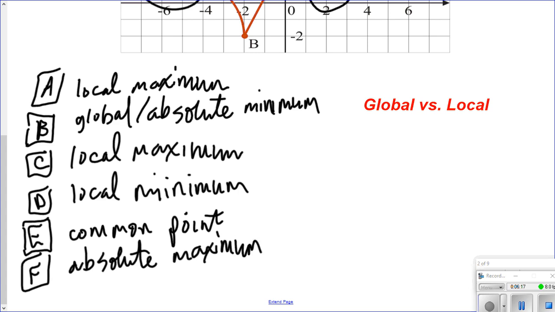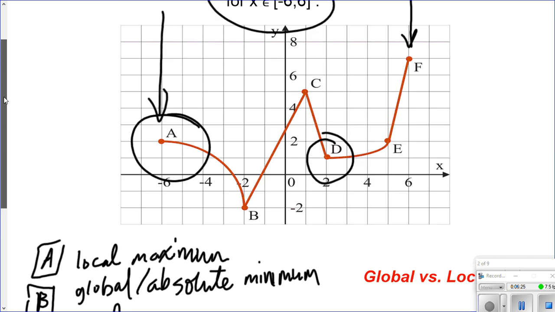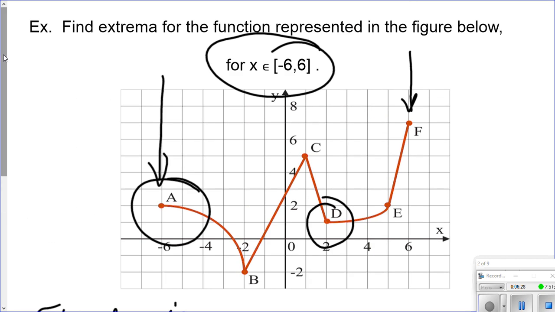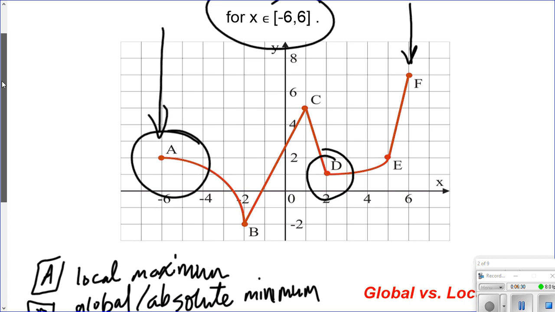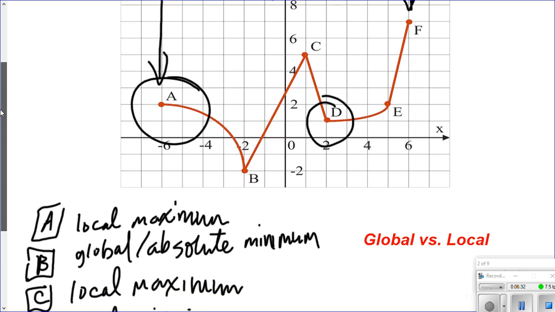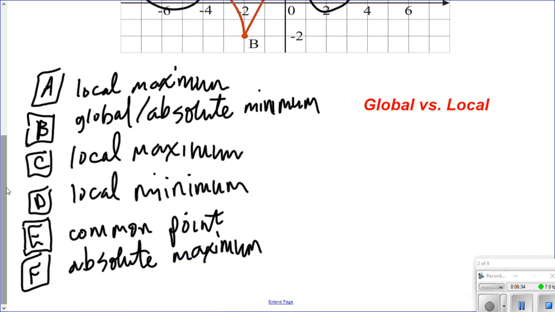Okay, so all functions in domains, in full domain or restricted intervals, will have a global minimum and a global maximum, one global minimum, one global maximum, and they might have a number of local mins and local maxes. So how do we find these points? Well, it's not really that difficult to find extreme values here.